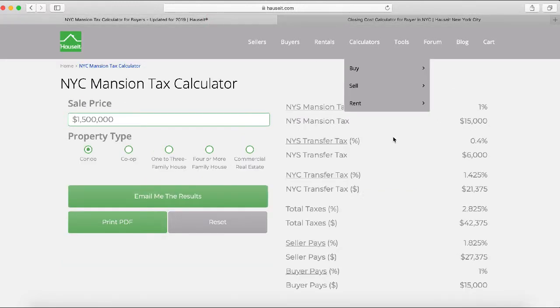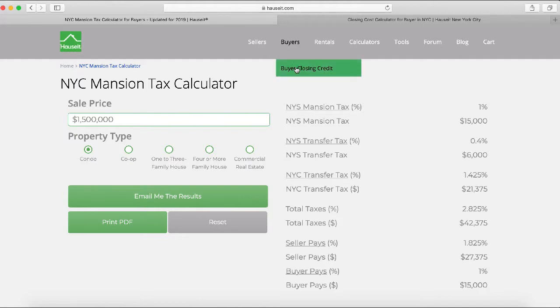So that's pretty much the summary in regard to the mansion tax calculator. You can reduce the mansion tax or partially or fully offset it by requesting a Hauseit buyer closing credit. Feel free to check out the Hauseit website to learn more about that, right here on the drop-down, buyer closing credit.